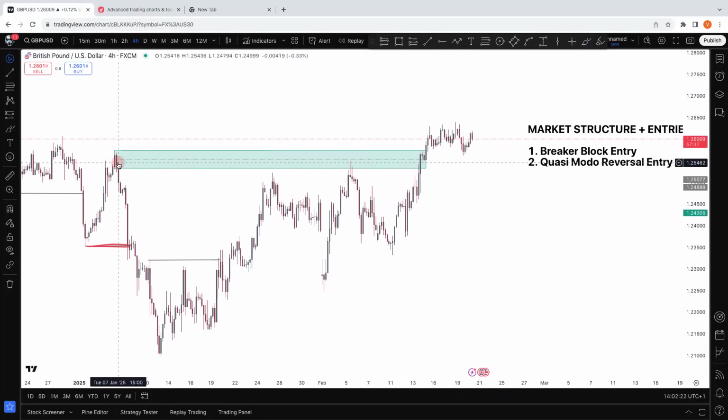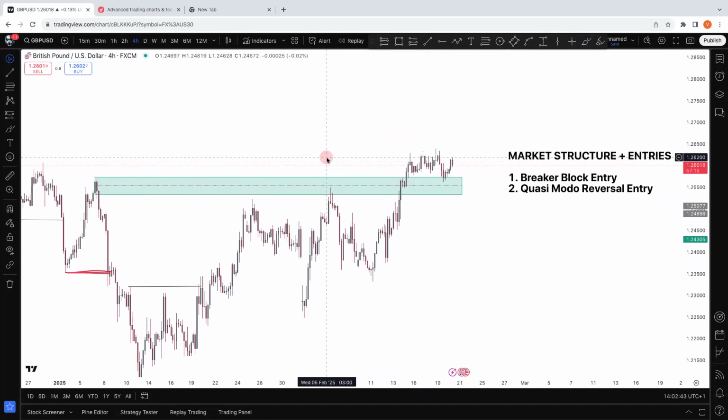Now, this is a change of character. Now, since this order block has been violated, this order block now has been turned to a breaker block, right? This order block now is a breaker block. Why? Because price has violated it. So what do we expect? We expect that price is going to come back to retest this order block before it pushes to the upside. And look at what price did. Just look at that. Price came back, retest.